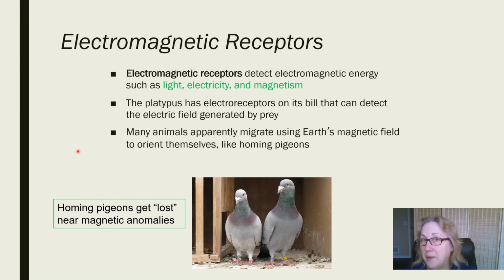So it screws them up if they fly over it because there's a lava dome or something that's buried there from an ancient volcano that creates a magnetic anomaly in the area. So how do they do it? How do birds detect Earth's magnetic field?